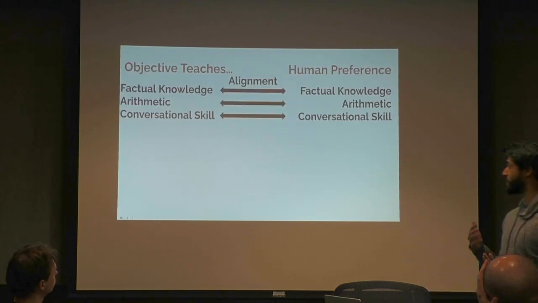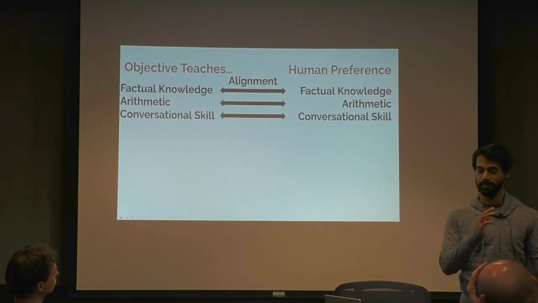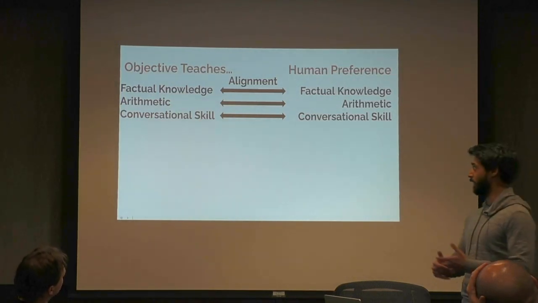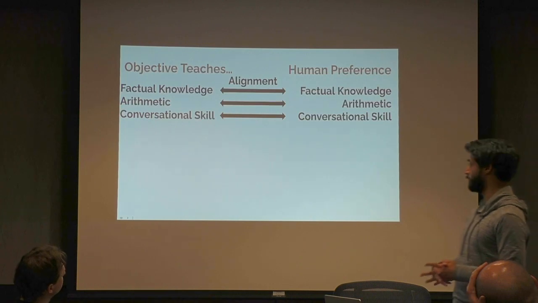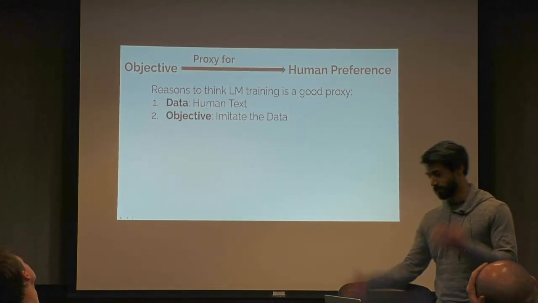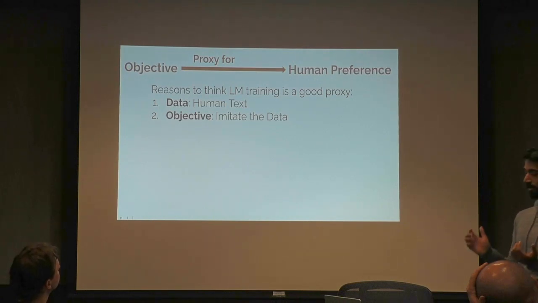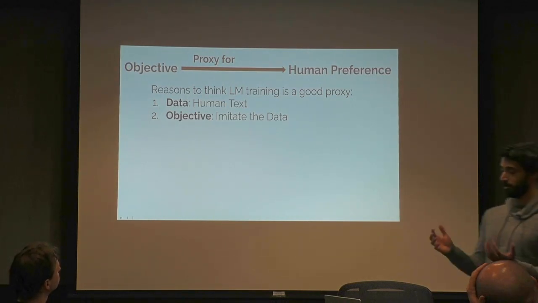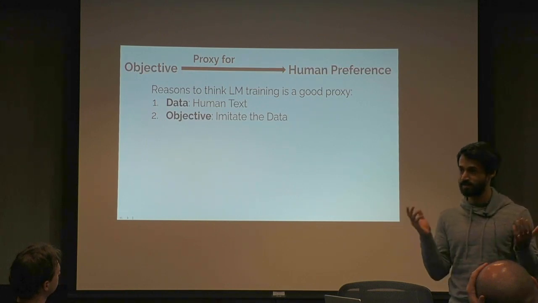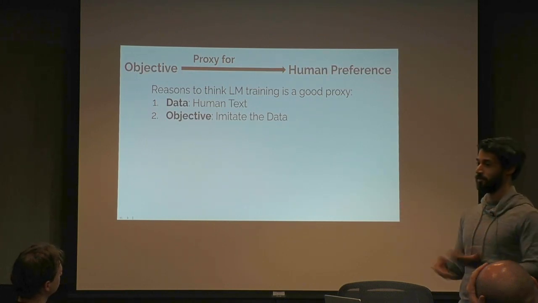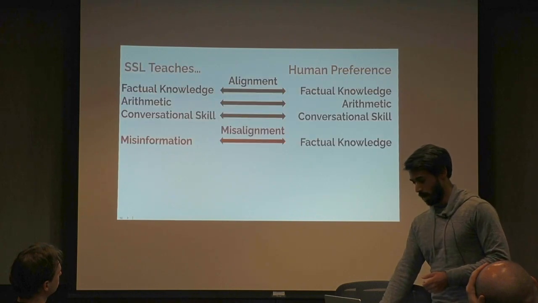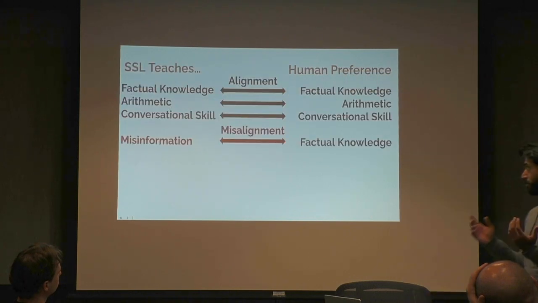So roughly, there's an alignment between this training objective, which is to imitate the human text, and human preference, which covers all of these things like factual knowledge and arithmetic. But we don't necessarily just directly want the model to imitate human text. We think it's a pretty good proxy because the data is human text, so imitating it seems pretty good. But actually it leads to some things that are off.